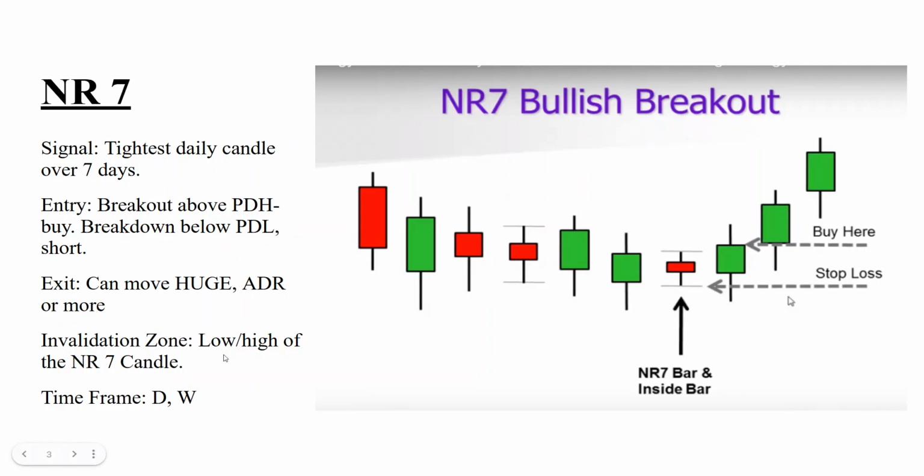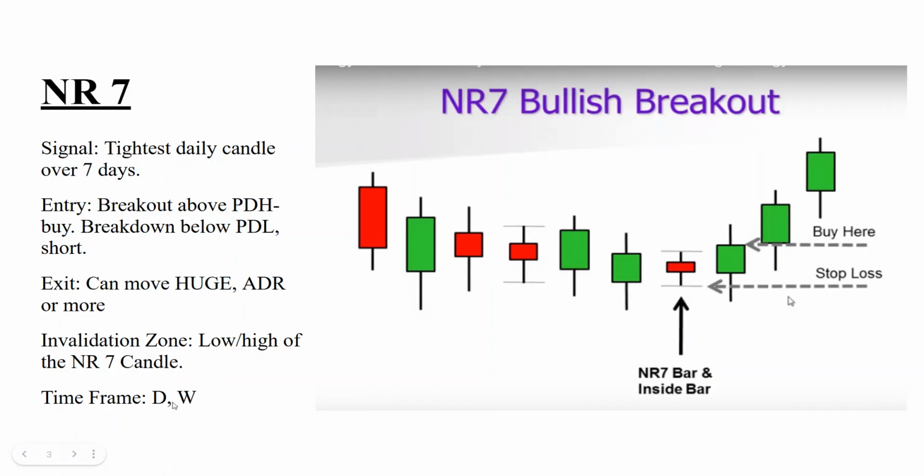The invalidation zone is going to be the low of the NR7 candle. So once price breaks out of it, typically the most successful ones I see stay out of the range, but every now and then it may retrace a little bit before it does make the move. But if price breaks below the low of the NR7 candle, structure is broken, you should stop trading. And sometimes you may even want to reverse your bias, but I'm not going to get into that.